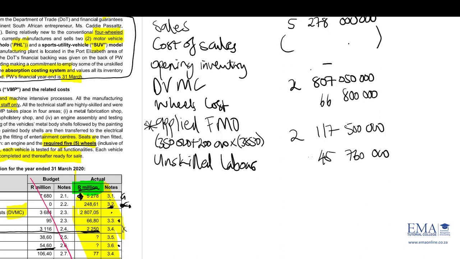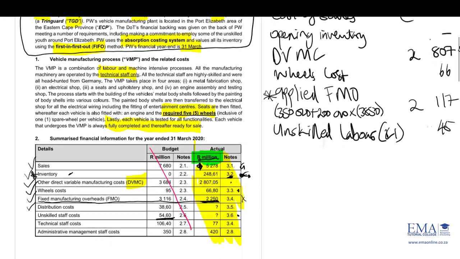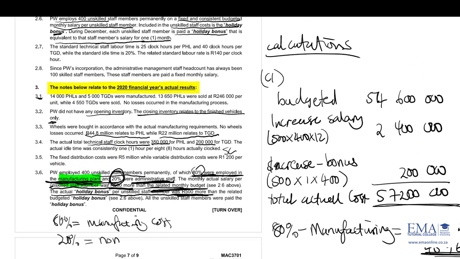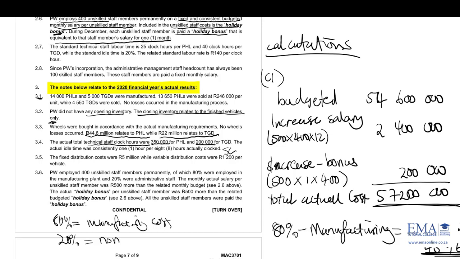Okay, so that's the unskilled labor, and we say this is C number 1, calculation number 1. We're just referencing our calculation. Okay, so how did we get to this? Let me just take you through it again in case you missed that. The first part is to understand that 80% was working in the manufacturing and 20% was working in the non-manufacturing. 20% were administrative, 80% were in the manufacturing, right? So we need to get a total cost for unskilled staff, and then we multiply it by 80% and 20% so that we can separate it, so that we can get the ones working in the manufacturing.